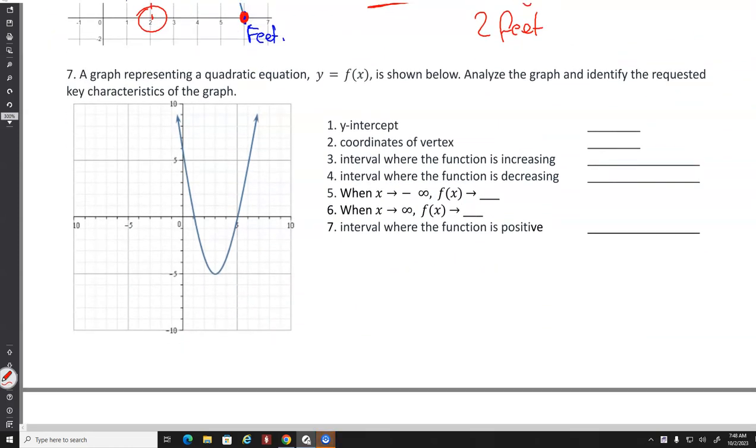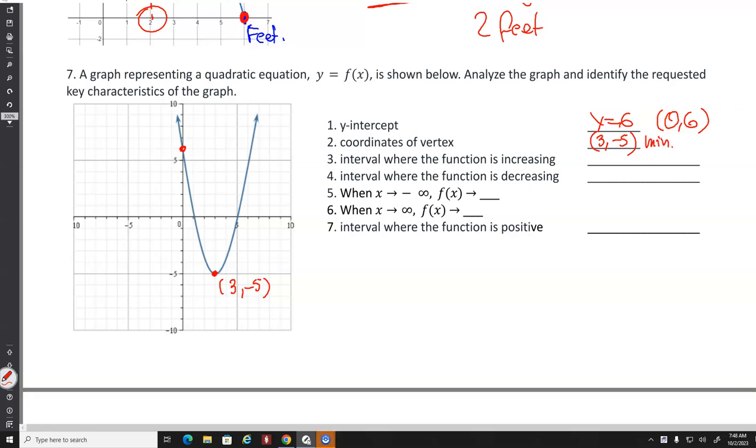Next question. The graph representing a quadratic equation, f of x, is shown below. Analyze the graph and identify the requested key characteristics of the graph. Y-intercept, that's when the function crosses the y-axis right here. That looks like y equals 6, and we can write the point (0, 6) as well. Coordinate of the vertex. That's going to be our minimum right here, so that's 3, negative 5. So that's your minimum.